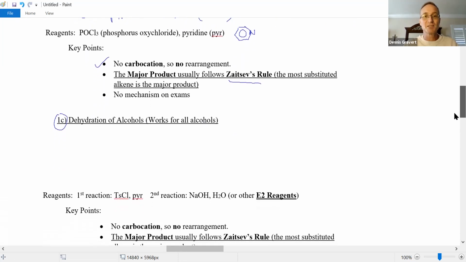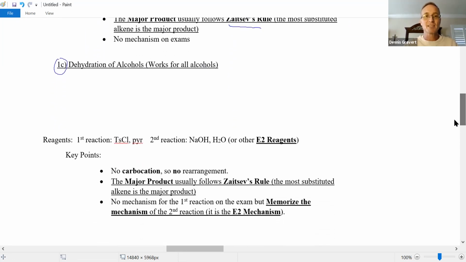You can just do an E2 reaction on it. There's a couple ways of doing your E2 reaction. Let's say you have a primary alcohol. Ooh, you would totally lose points.